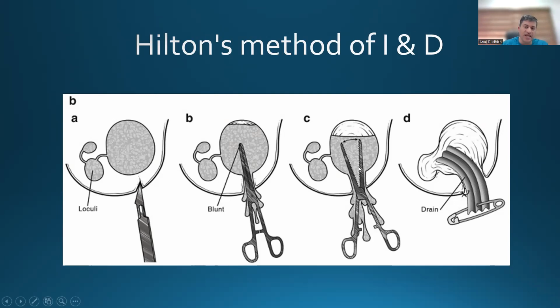And once we've done that drainage, we insert a corrugated rubber drain, and that corrugated rubber drain should be safely sutured in place so that it stays there. It is not lost into the tissues. And this drain allows for persistent drainage of pus as long as the cavity is filled with it. Once the entire pus is over, there will be no discharge coming along the corrugated rubber drain, and that is the time when we should remove the drain.